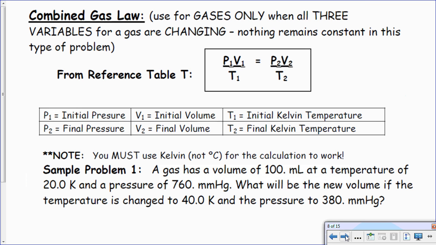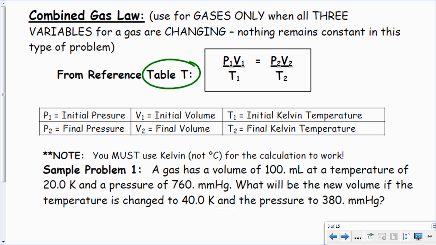The combined gas law. This is for gases only, and it involves combining Avogadro's law with 3 other laws, which we'll cover afterwards just to get you to know what they are. This is from reference table T. This is the combined gas law. P1V1 over T1 equals P2V2 over T2.